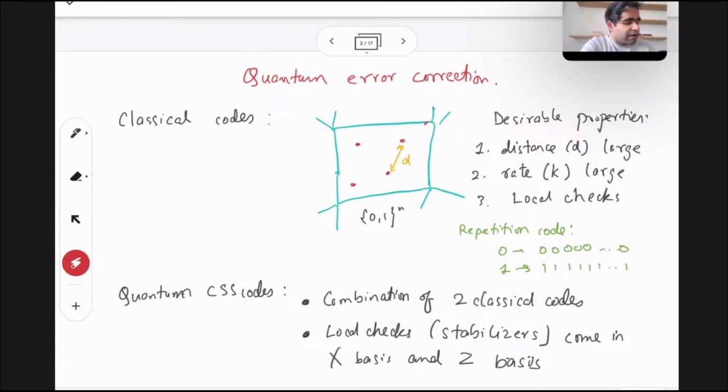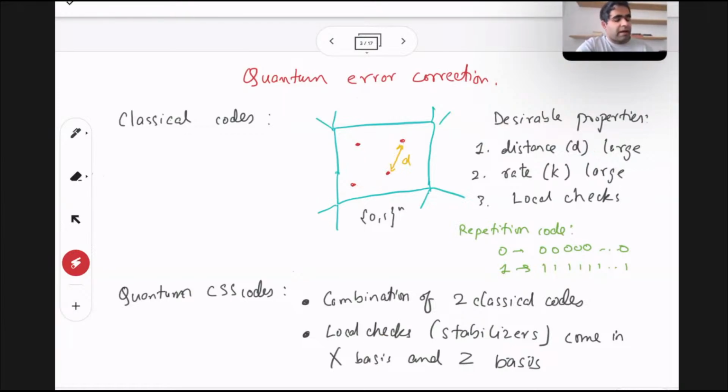And if you look at the space of n-bit strings, which is also known as the Hamming cube, the code words of a code are supposed to be far from each other in Hamming distance, so that if some error happens, the error does not take the code word too far. So even in the presence of errors, you can tell whether this was the code word or this was the code word. So the classical code words are kept far away from each other, and this is known as the distance d.